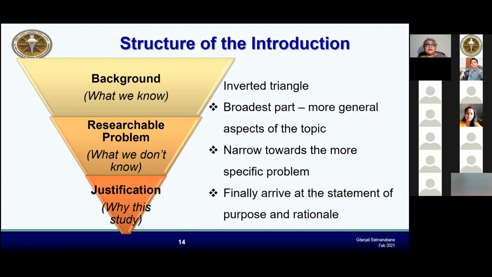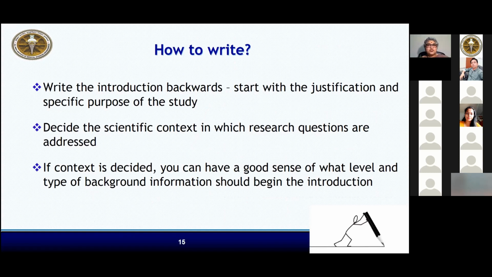So how do you write this? Because I told you my thing is about giving you some approach to making it easier to write. Start writing it backwards, because justification is easy because you already know the purpose. So when you're writing the dissertation, when you're writing a thesis, you start writing the third part of your introduction first. It's easier to write like that.